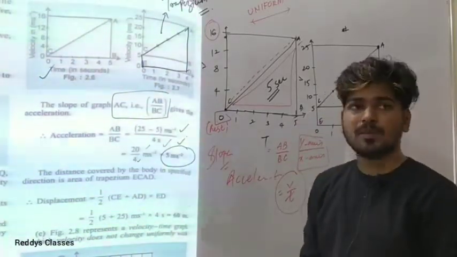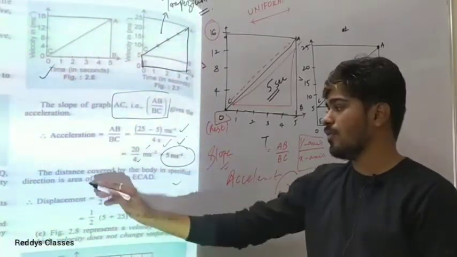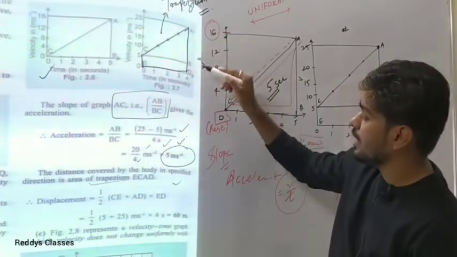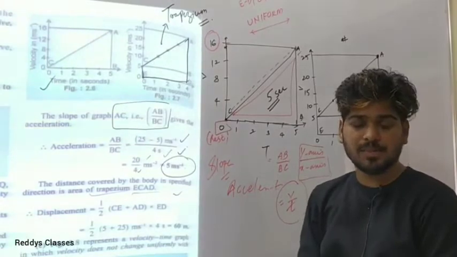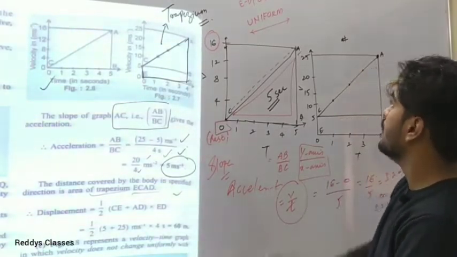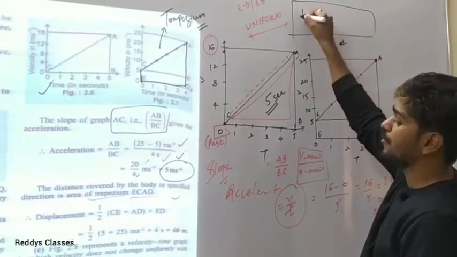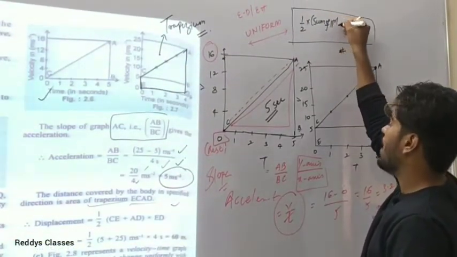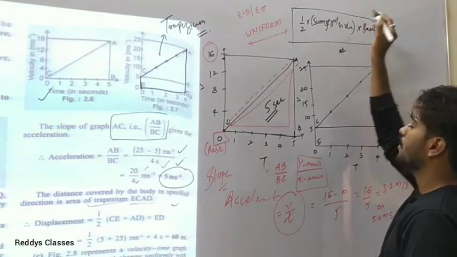Now the distance covered by the body in a specified direction is the area of the trapezium. We have the trapezium here. As I said, it is a trapezium. We have the formula for the trapezium. The formula for the trapezium is half into the sum of parallel sides into base.